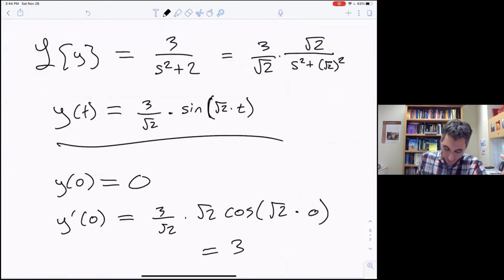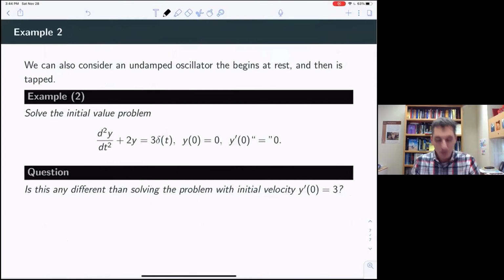So essentially what you might notice from this, and I think I even put this in as a question, is whether solving this differential equation is any different from solving one with no forcing term, but with initial velocity 3. The answer is no. They're the exact same thing. So you can set initial velocity to be 0 and then tap it with a hammer at t equals 0, or you can just ignore the delta function, the Dirac, and then set the initial velocity to be 3, and you'll get the same answer.